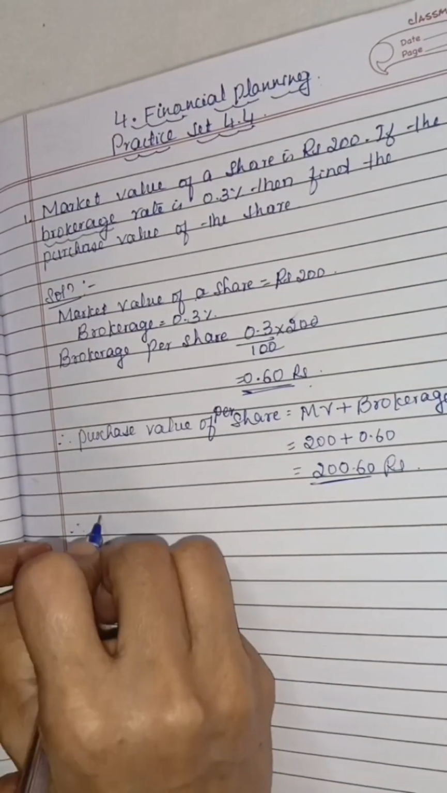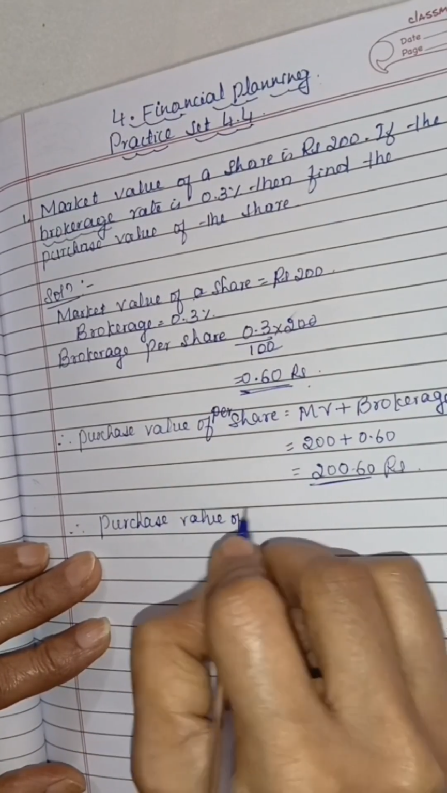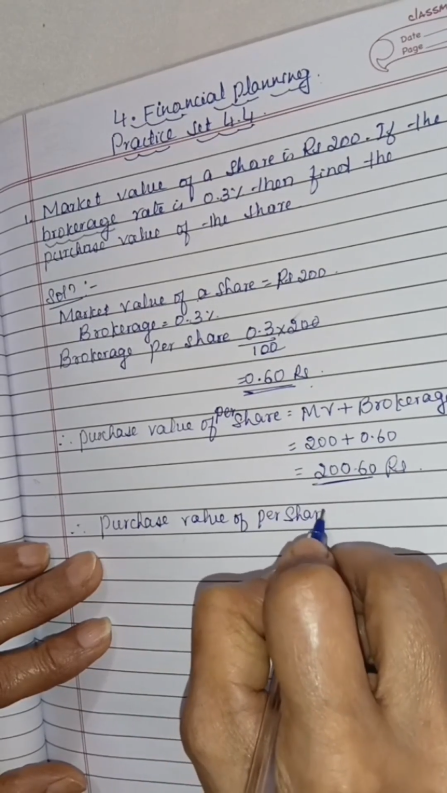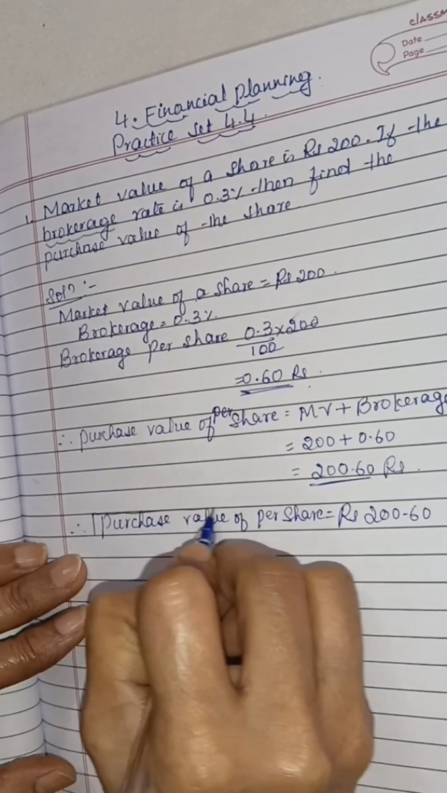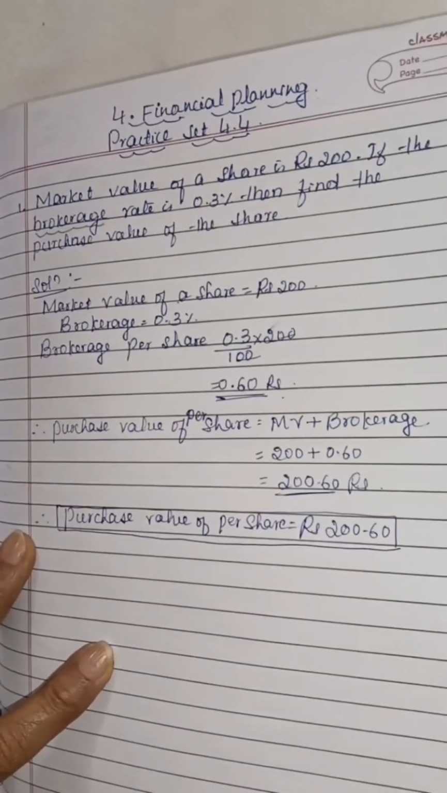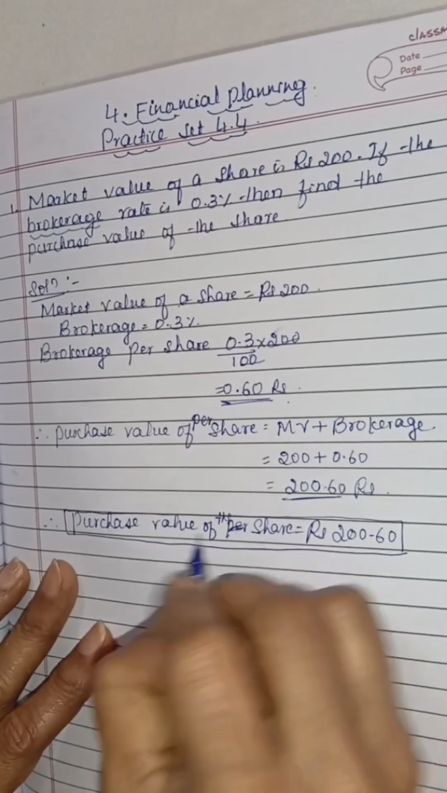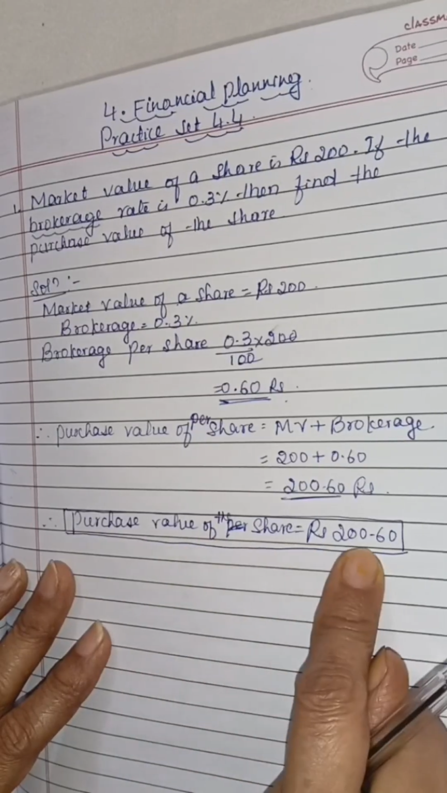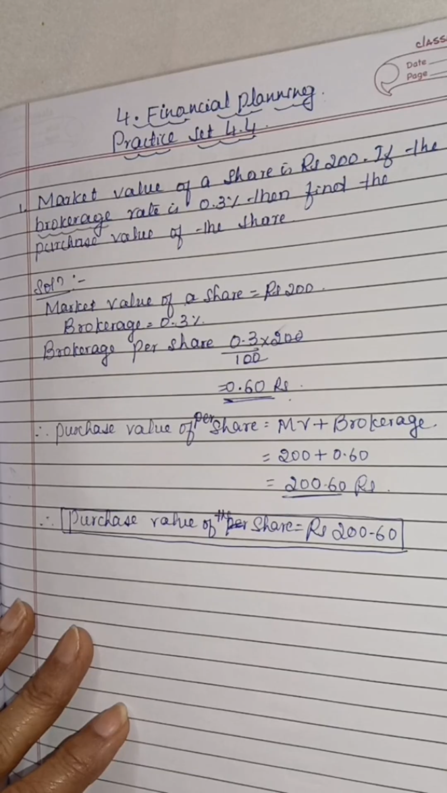Therefore the purchase value per share is 200 rupees 60 paise. In the answer, you have to write: the purchase value of the share is rupees 200.60, as that is what the question asks.